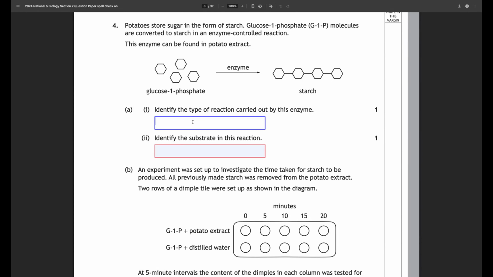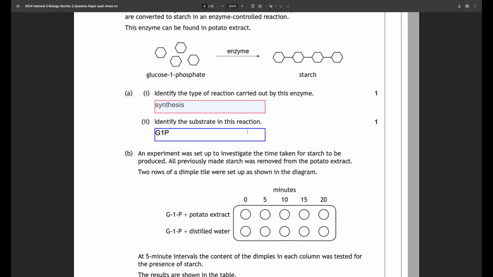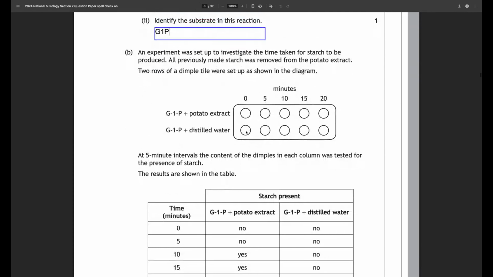And that's important because the first question asks us, identify the type of reaction carried out by this enzyme. This type of reaction is called a synthesis reaction. That's where we build up smaller molecules into one or several larger molecules. Identify the substrate in this reaction. Well, the substrate is what is acted upon by the enzyme, and the product is what is made at the end of the reaction. So in this case, it will be the glucose 1-phosphate, which is our substrate, and the starch, which is our product. So G1P, or glucose 1-phosphate, you can write out the full thing if you like, is the answer there.